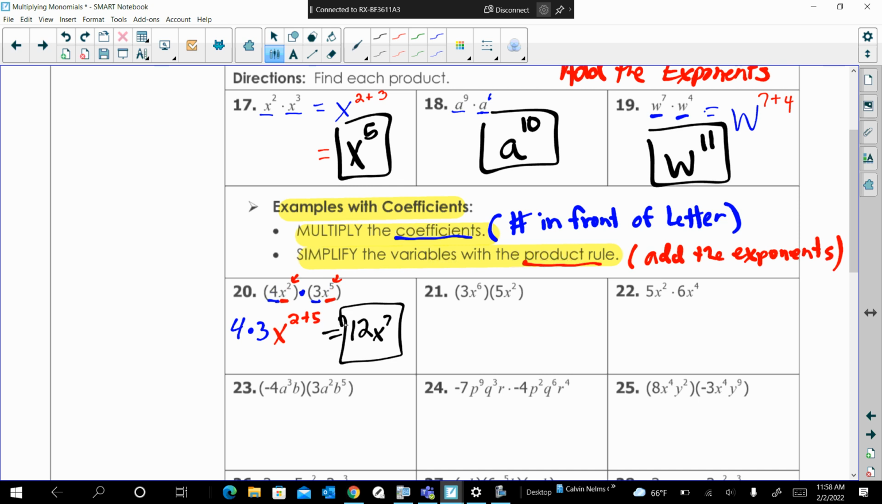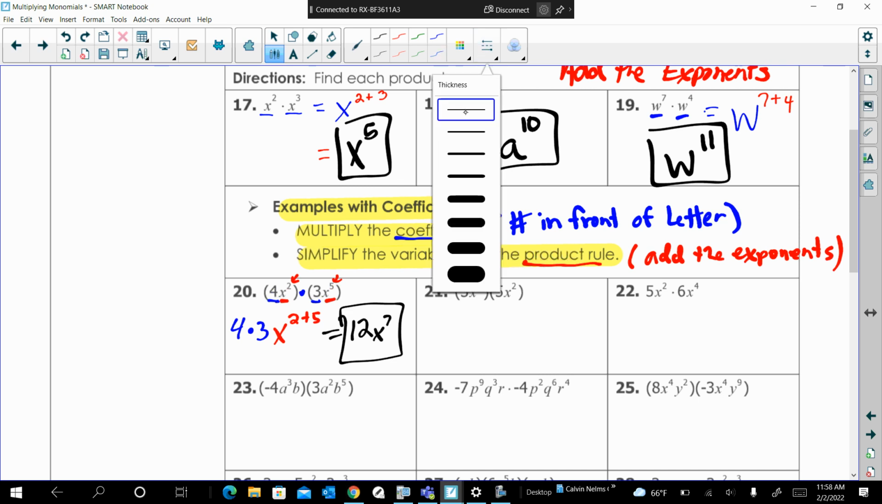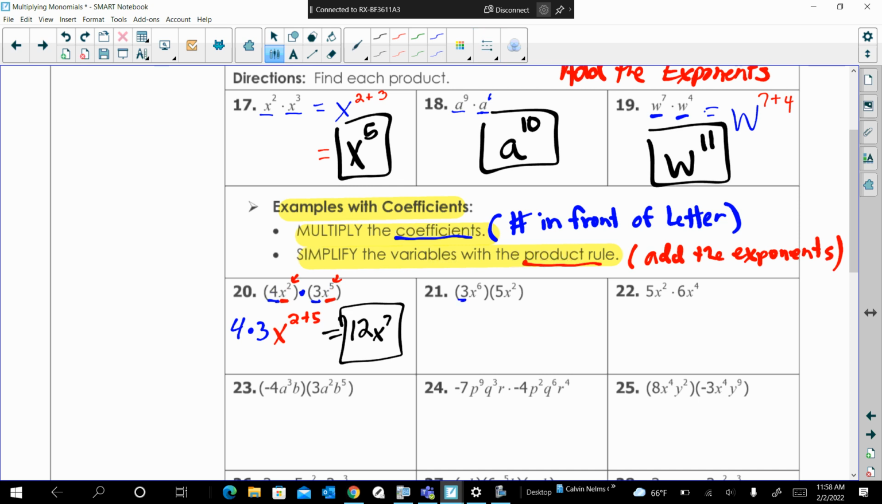Okay. So look at the number in front. That's the coefficient. That means we're doing 3 times 5 for the coefficients. Look at your base, your variable. That is x. And then look at the exponents. That is 6 plus 2. So what does this get simplified to? 15x to the 8th. So the coefficient is the 15. The variable is x to the 8th power.